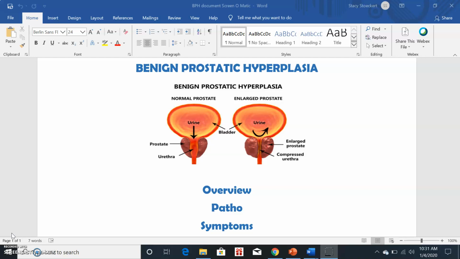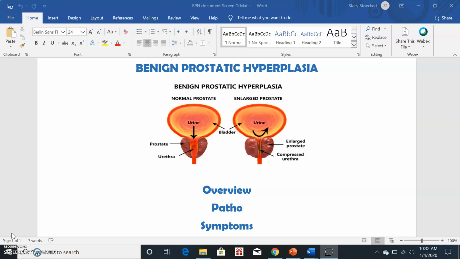Like we said before, this condition, fortunately, is benign, so there is no risk for development of cell mutations that can lead to prostate cancer. The entire prostate gland seems to enlarge very uniformly, and small hyperplastic nodules can form within the inner portions of the gland around the urethra. These nodules are what press on the prostatic urethra, making it difficult for urine to pass through.